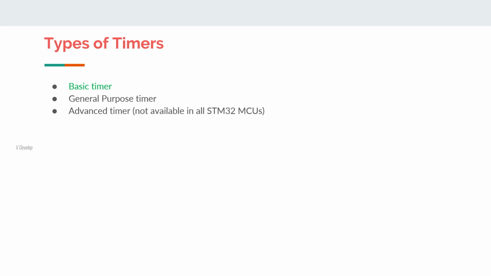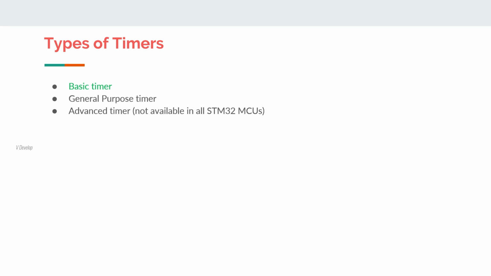In every MCU, we can see different types of timers according to the complexity of functions it can handle. Mainly in STM32 devices, we can find basic timer, general purpose timer. Basic and general purpose timers are available in all the STM32 MCUs. But the third one, the advanced timer, is available only in some devices like STM32G474. For our application, we need only the basic timer.